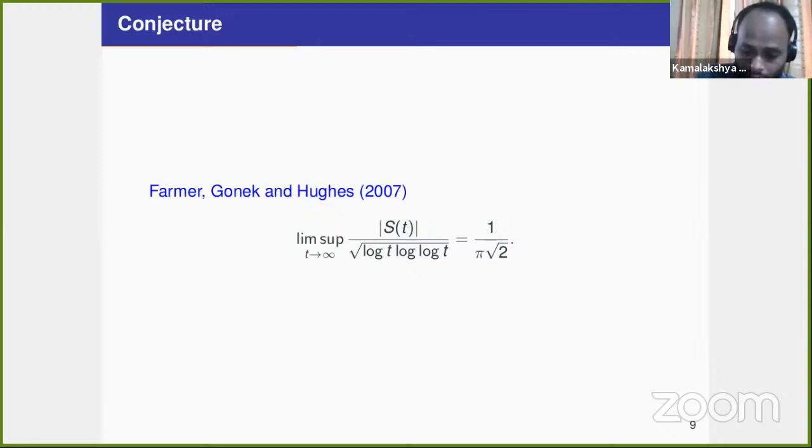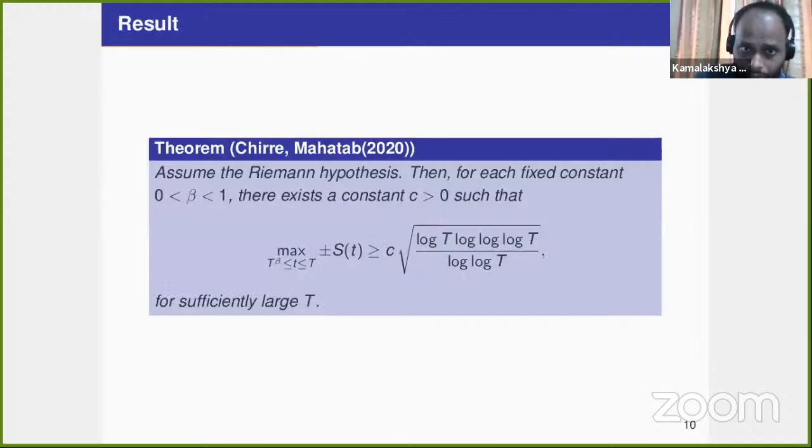So what can we prove about large positive and negative values of S(t)? This is a result with Chirre. We assume the Riemann hypothesis. In fact, today all the results assume the Riemann hypothesis. It says that the plus and minus values of S(t), positive and negative values, have this magnitude, which is the same as the result of Bondarenko and Seip over here.